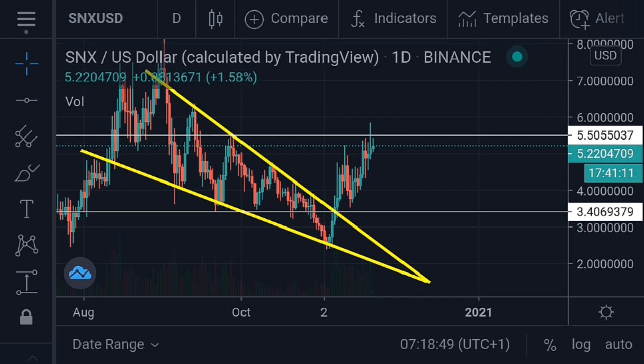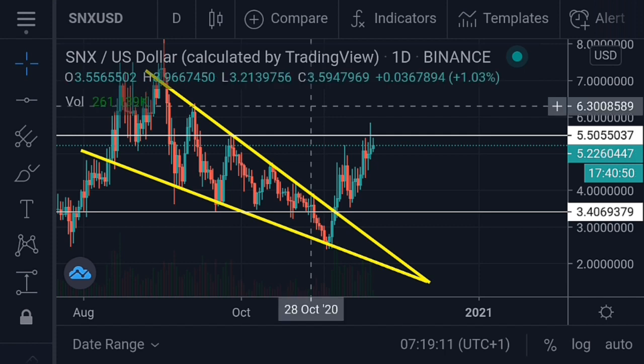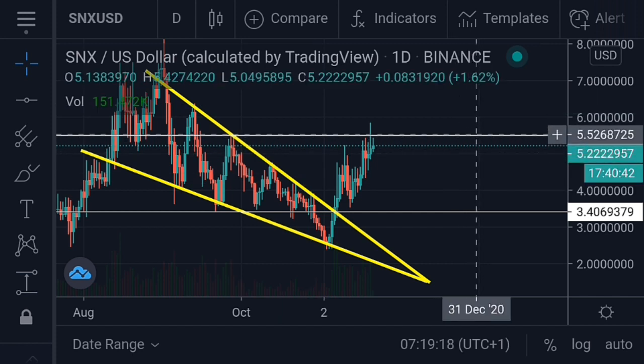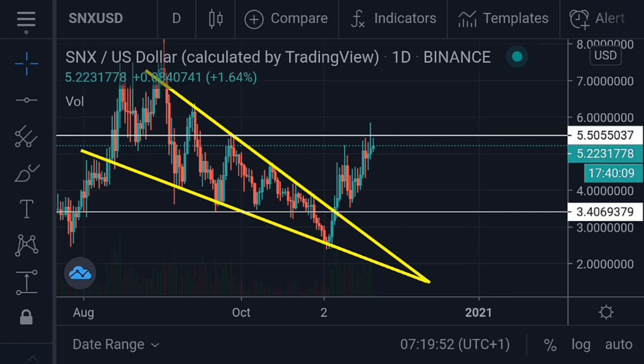In a falling wedge, the price target is always the beginning of that falling wedge. For example, in this price chart, the price target normally should be the beginning of this falling wedge, which should be around 6.3 Synthetix. But I was okay with my profit and I took my profit at around 5.5 Synthetix. Now let me show you the video I made of my trade.